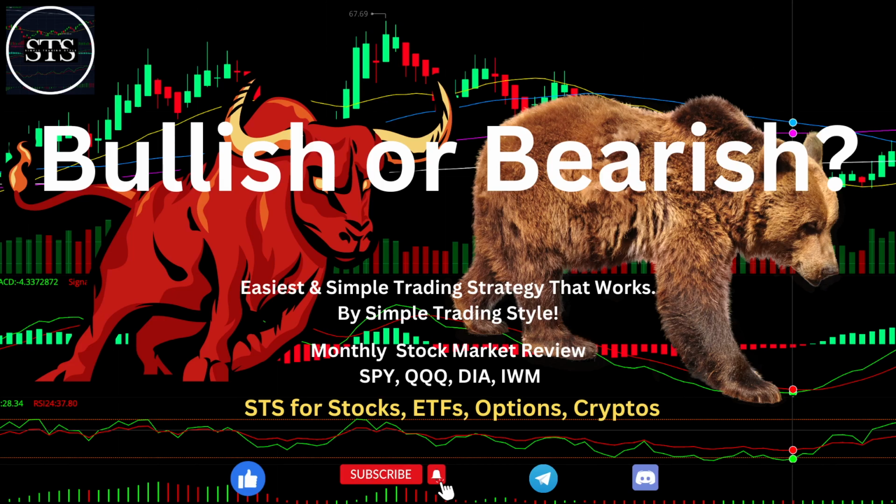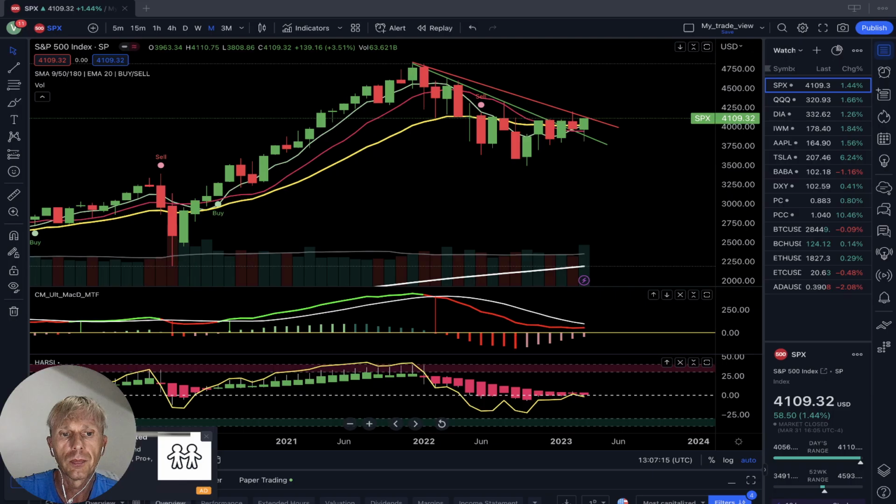Hello everyone, welcome to Simple Trading Style, and today we are going to talk about the monthly stock market review, and we will figure out is it bullish or bearish, what's going on with the stock market world. Let's move to TradingView and we will figure it out. The month is over, the quarter is over. Let's do the review.